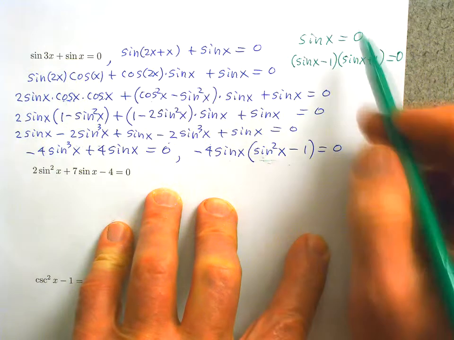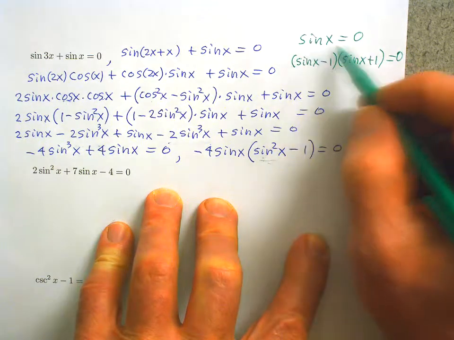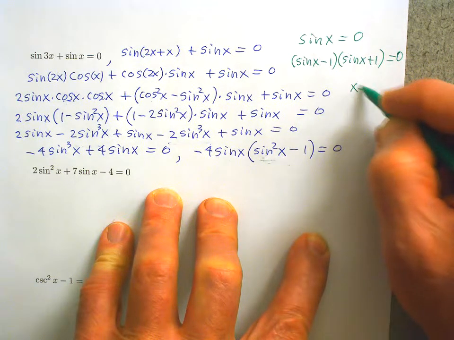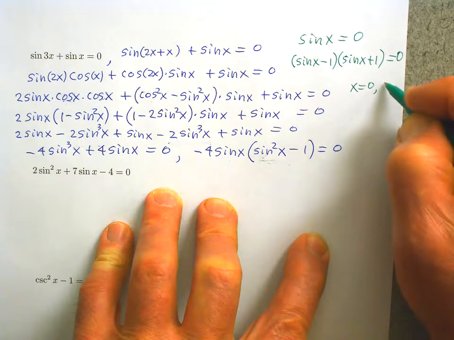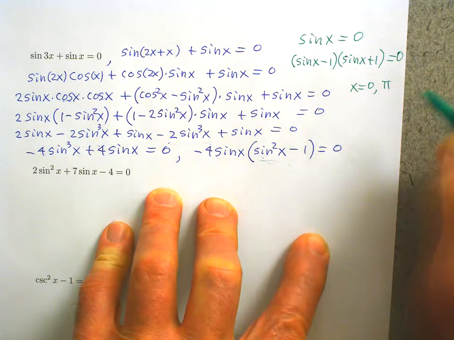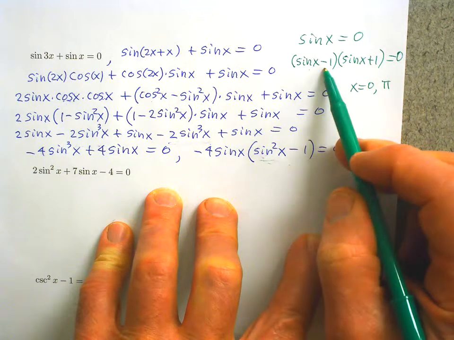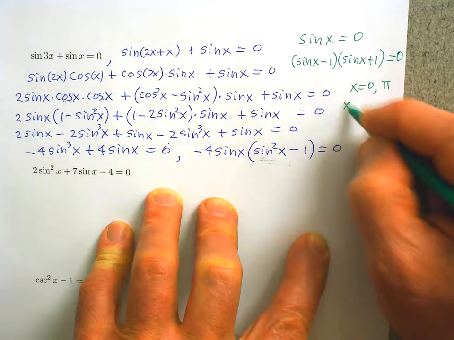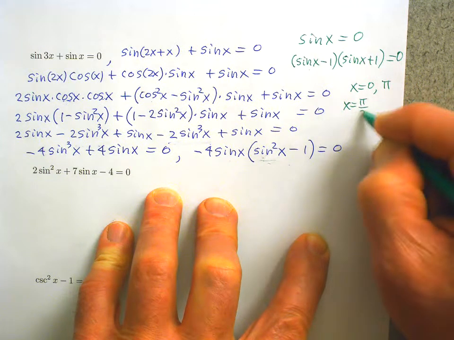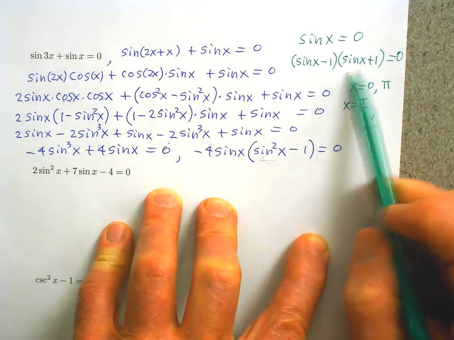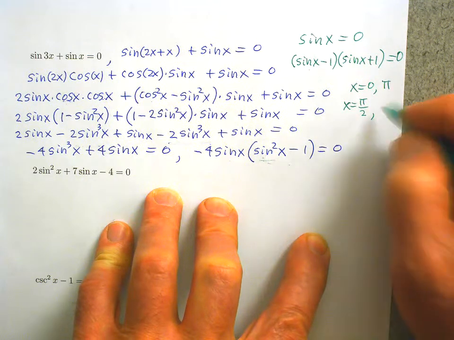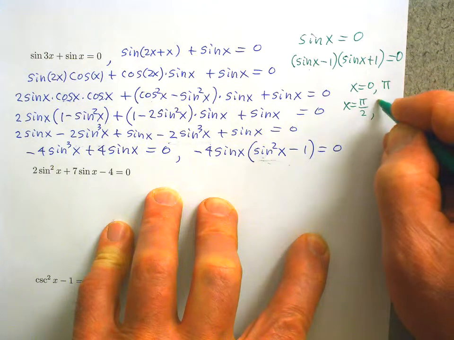Okay, so we know what all the solutions are. Sine of x equals 0 when x is 0 and x equals pi. Sine of x minus 1 is 0 when x equals pi over 2. And sine of x plus 1 is equal to 0 when x equals 3 pi over 2.